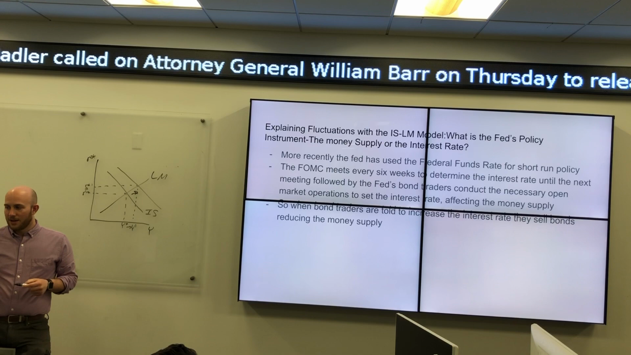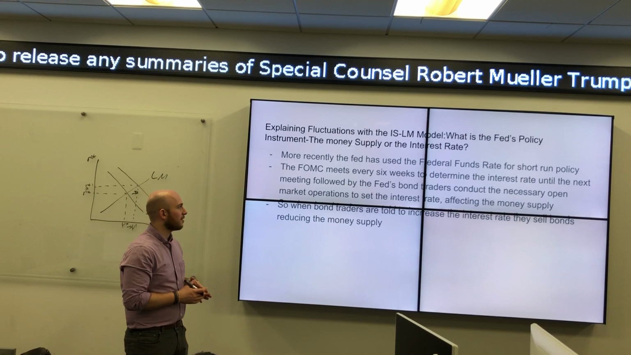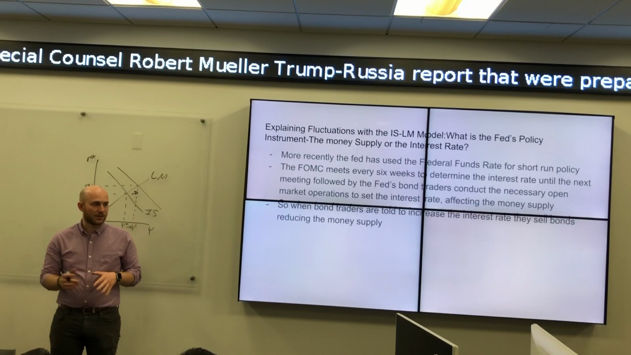All right. So, Fed policy. What's the Fed policy instrument? The money supply or the interest rate. So this is important. More recently, the Fed has used the federal funds rate for short run policy. That's just something that you should know.